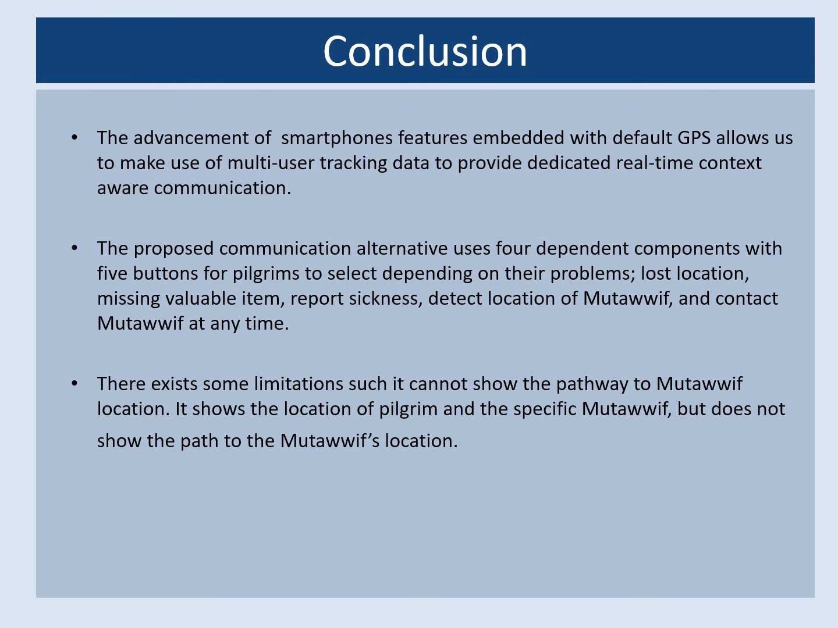For the final conclusion, the advancement of smartphone features embedded with default GPS allows us to make use of multi-user tracking data to provide dedicated real-time context-aware communication between both parties. The proposed communication alternative uses 4 dependent components with 5 buttons for pilgrims to select depending on their problems. Those are lost location, missing valuable item, report sickness, detect location of mutawif, and contact mutawif at any time.